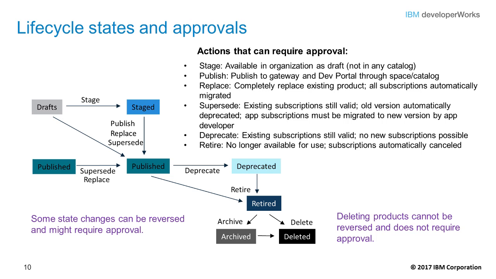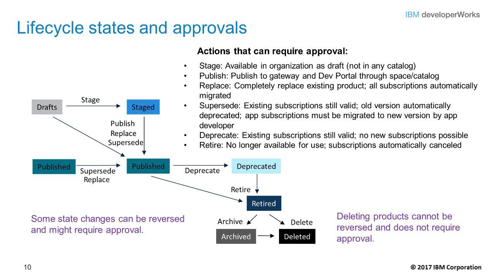Once a product is retired, it is then possible to either archive or delete the product. It is possible to go from archive to delete. Once a product is deleted, it is no longer available at all on the server and it cannot be recovered. An archived product can potentially be recovered and restaged.